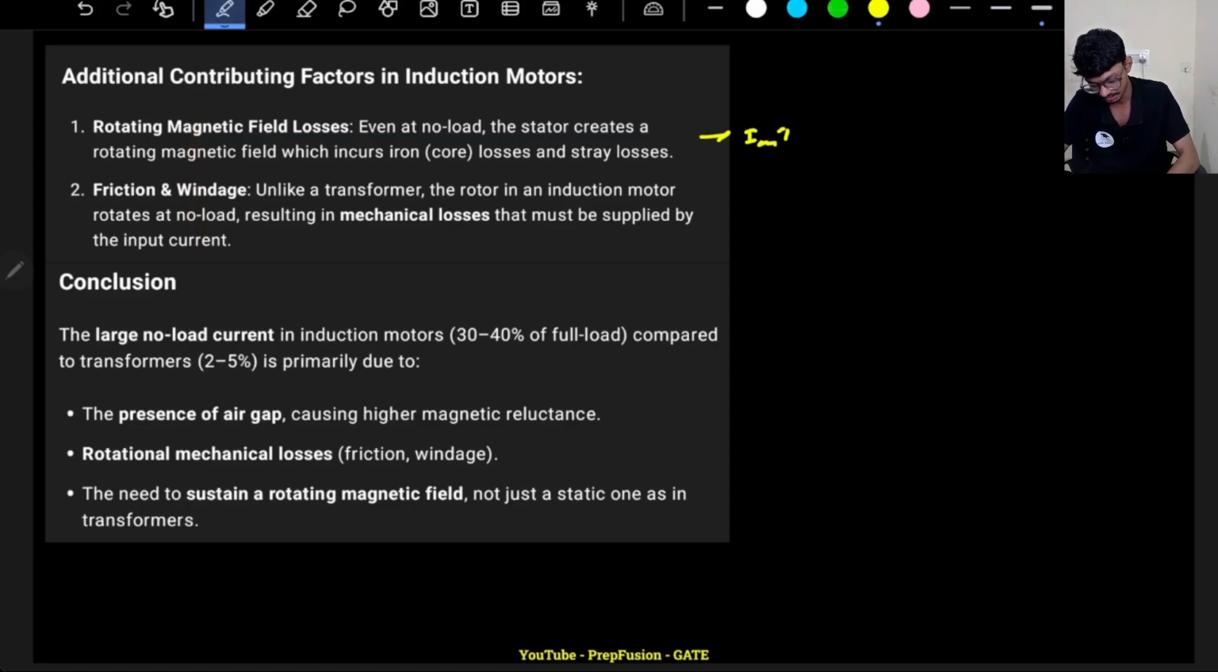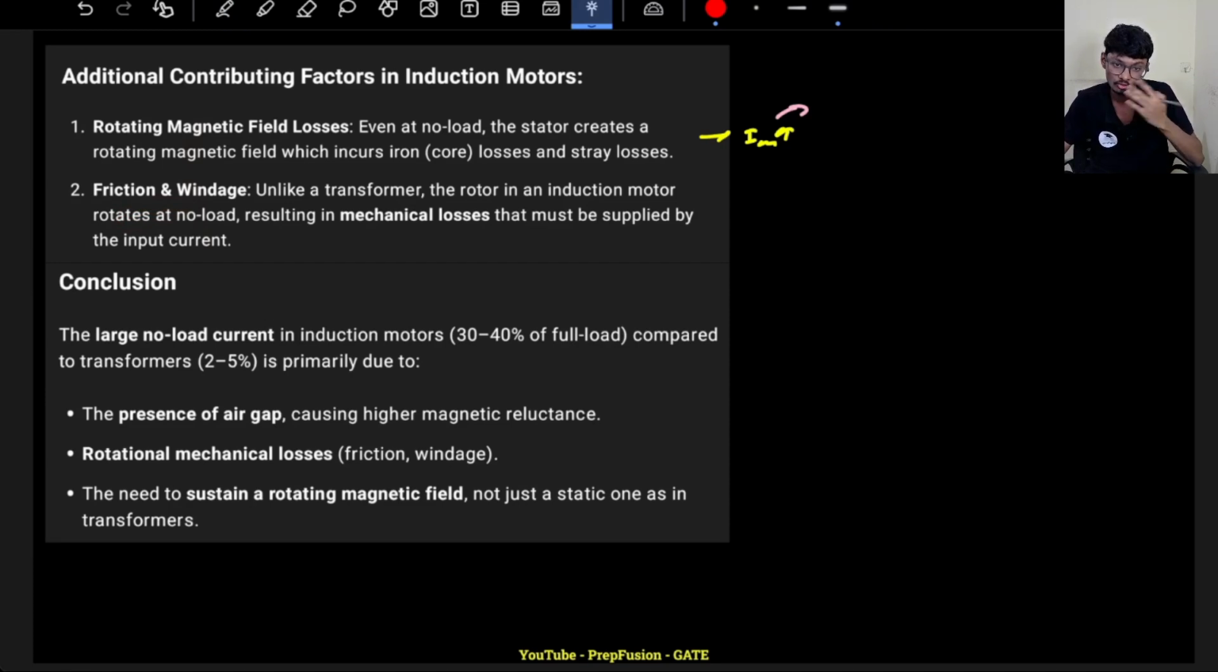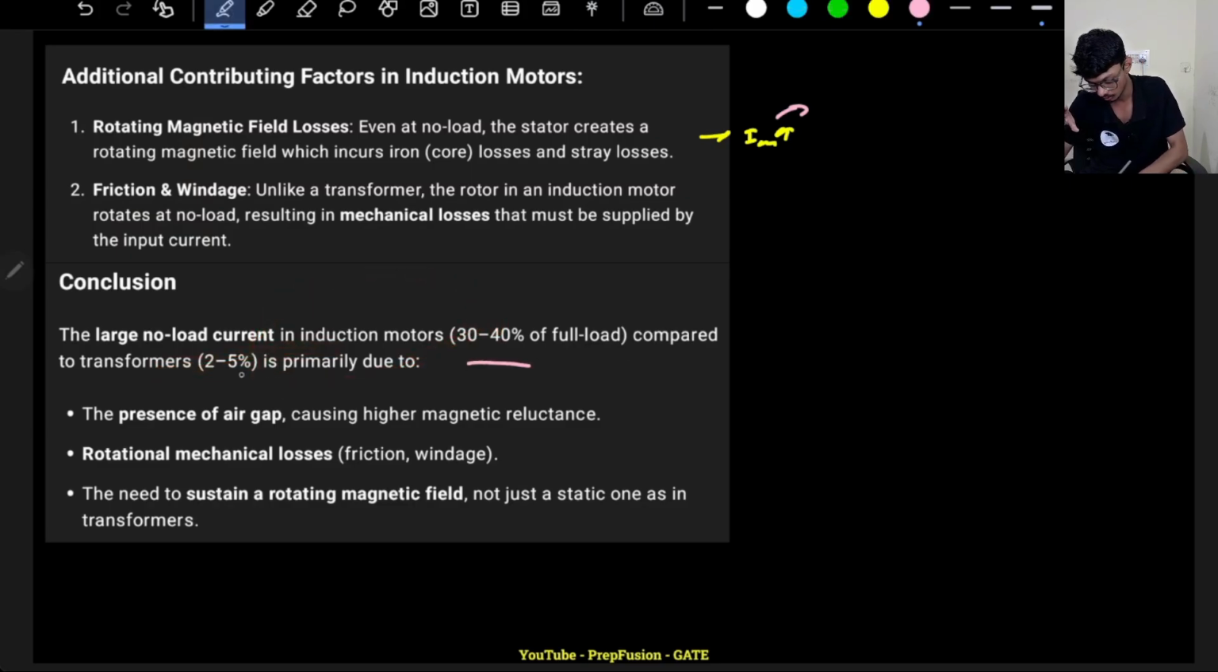Of course, my Im will be higher. If Im is higher, I have to build up the same amount of flux, because the reluctance is higher, so I have to provide the increased current. And friction and windage losses are there, because now there are rotating losses. Even if the rotor is only slightly rotating, it has to overcome the friction and windage loss, right? If this phone is rotating, it has to overcome the air, and there are mechanical parts. Previously in a transformer, those kinds of things were not there. So these are the main reasons why no load current in induction motors is higher compared to the no load current in transformers.